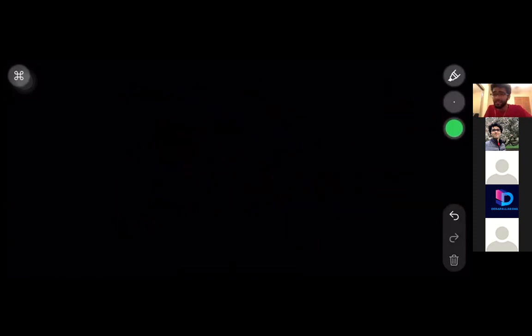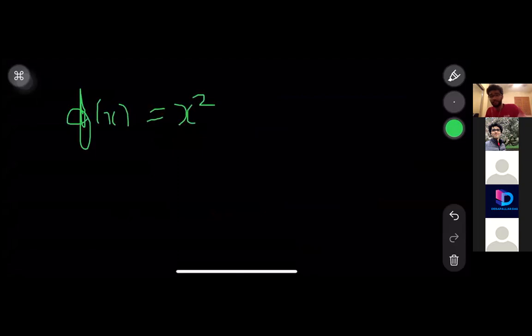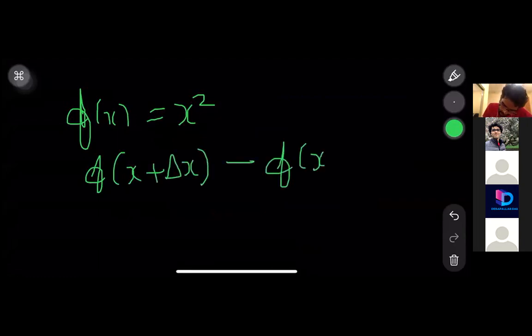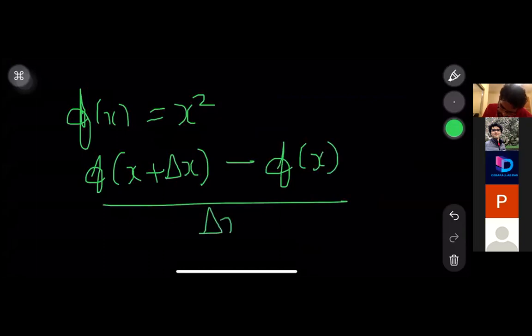Let's see what is the slope of f of x equals x squared. This is a function, very easy to calculate the slope. So let's see what it would be. This would be f of x plus delta x minus f of x divided by delta x. This whole thing as delta x goes to 0, right?